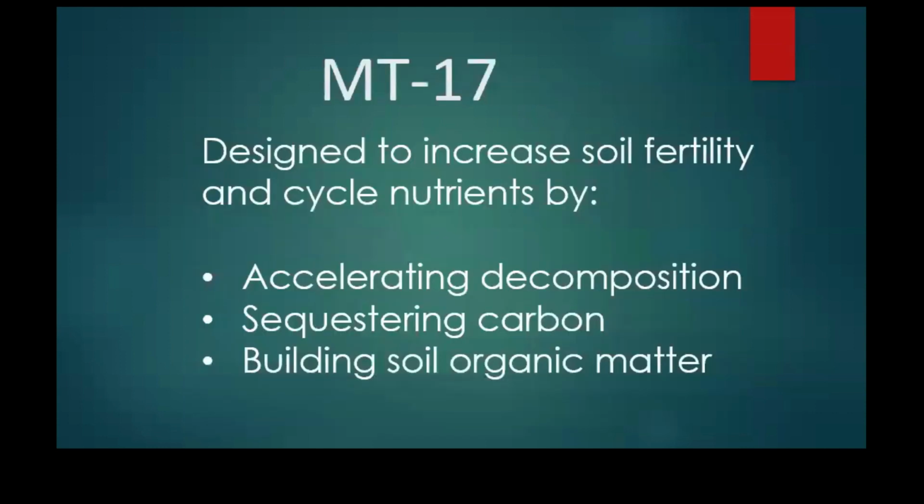MT17 is another biological product. It's kind of a sister product to the MVP, but it's designed to work in conjunction with manure applications. It's supposed to increase soil fertility and nutrient cycling by accelerating decomposition, sequestering carbon, and building soil organic matter.